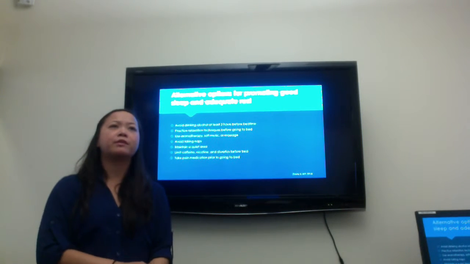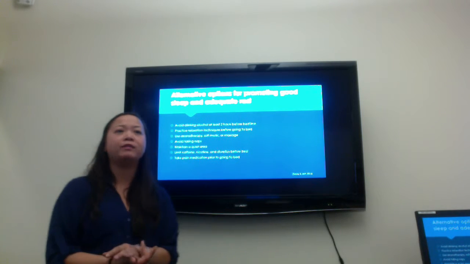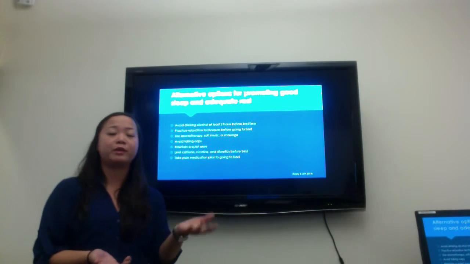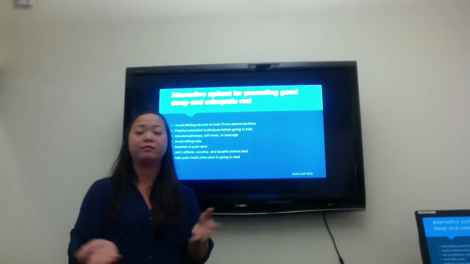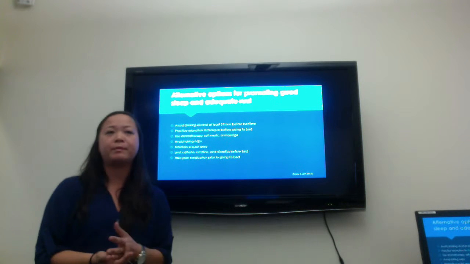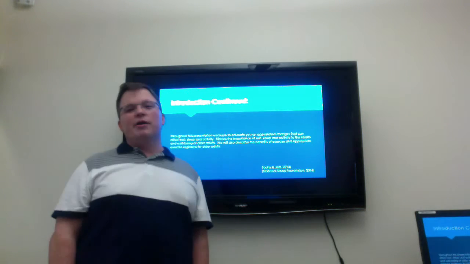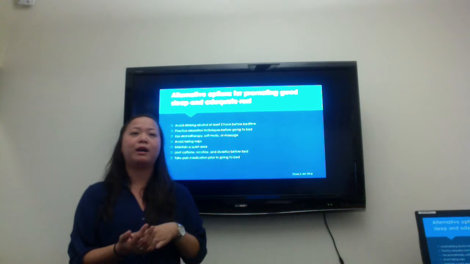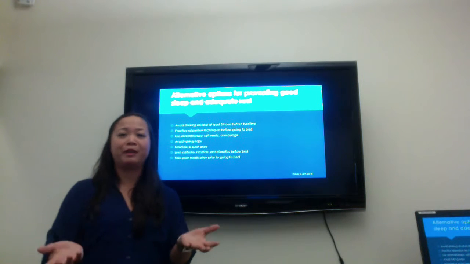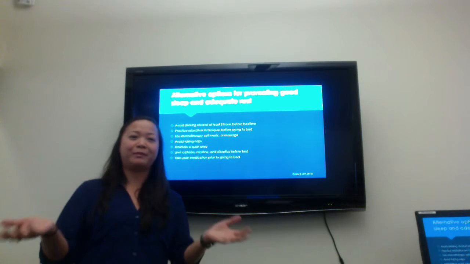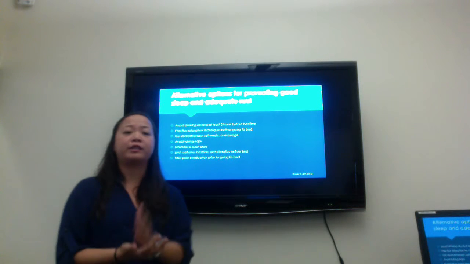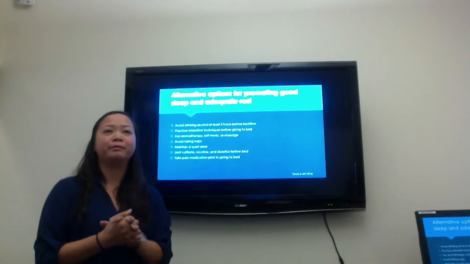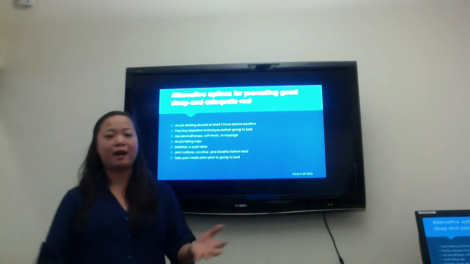Some of the alternative options for promoting good sleep and adequate rest: you want to avoid drinking alcohol at least 2 hours before bedtime. You can also practice relaxation techniques, use aromatherapy, play soft music, or even do some massage. You want to avoid taking naps. You want to make sure that you maintain your area quiet, with less lighting, and as much as possible, refrain from taking diuretics. You don't want to be urinating every 5 minutes, having to wake up like that. And you want to make sure to also manage the pain, like she said previously. You want to make sure that they're not hurting and having to wake up and move around so much.